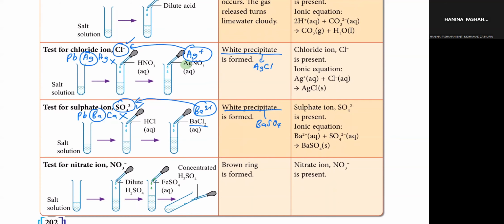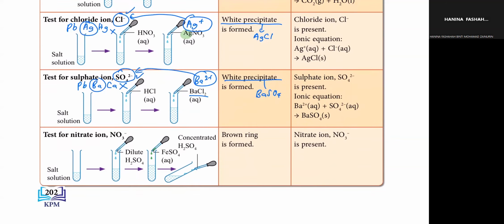Nitrate ion, this is the one we are talking about. We actually want to test nitrate ion. For nitrate ion, you need to add 3 things: dilute H2SO4, FeSO4, and concentrated H2SO4, where a brown ring is formed. Have to remember this anion test, these four, because sometimes they ask, especially nitrate.